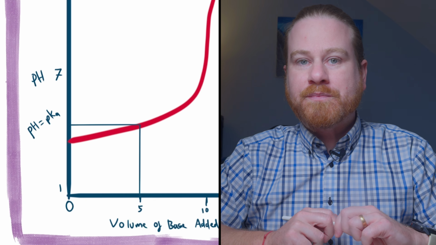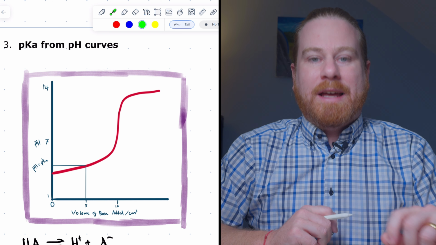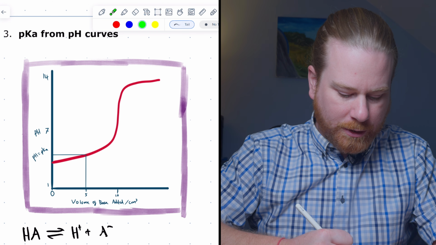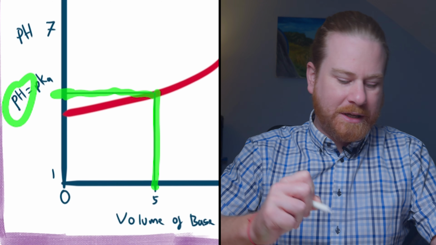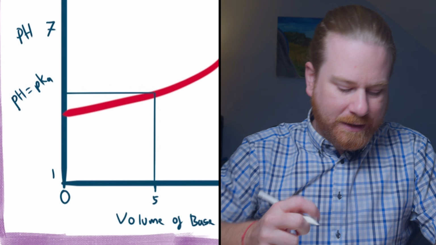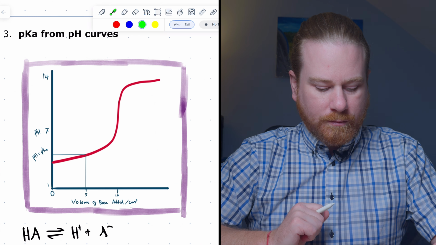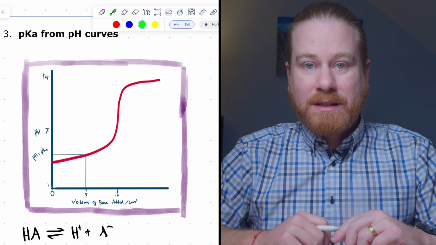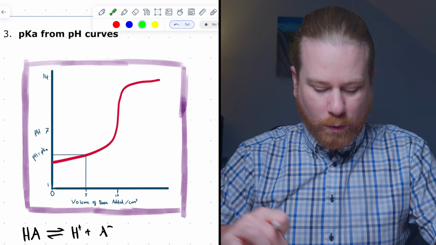So that's going to be 5. And then we use our graph to get the pKa value. So we just go up and then over, and then whatever the pH here is, that is exactly the same as the pKa value. And why is this the case? It's all down to maths. So let's have a look at how that works.